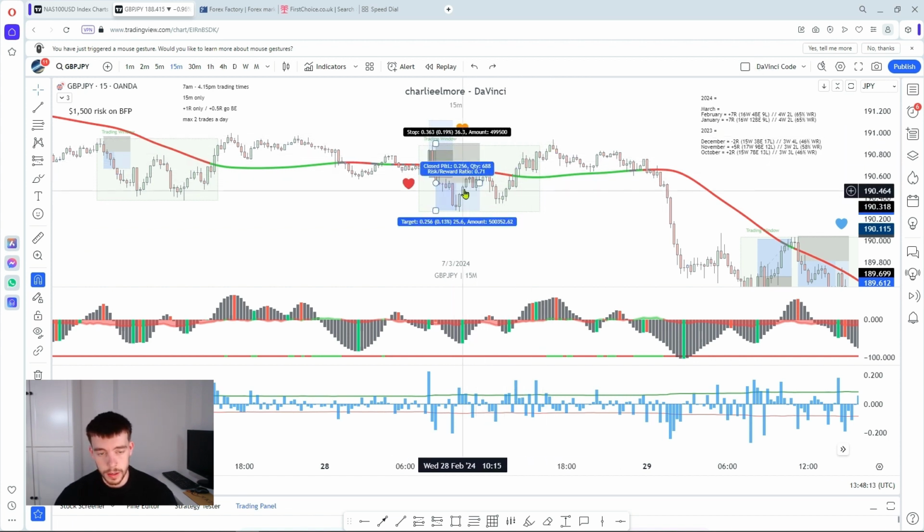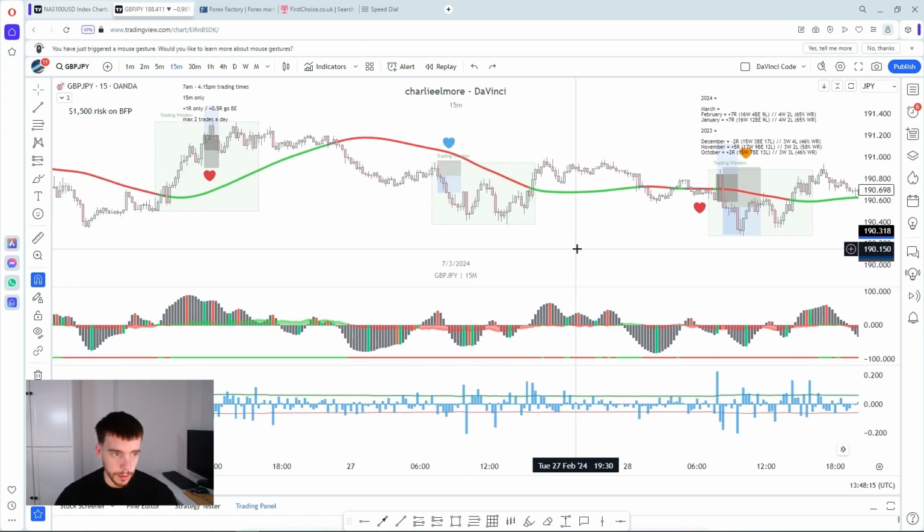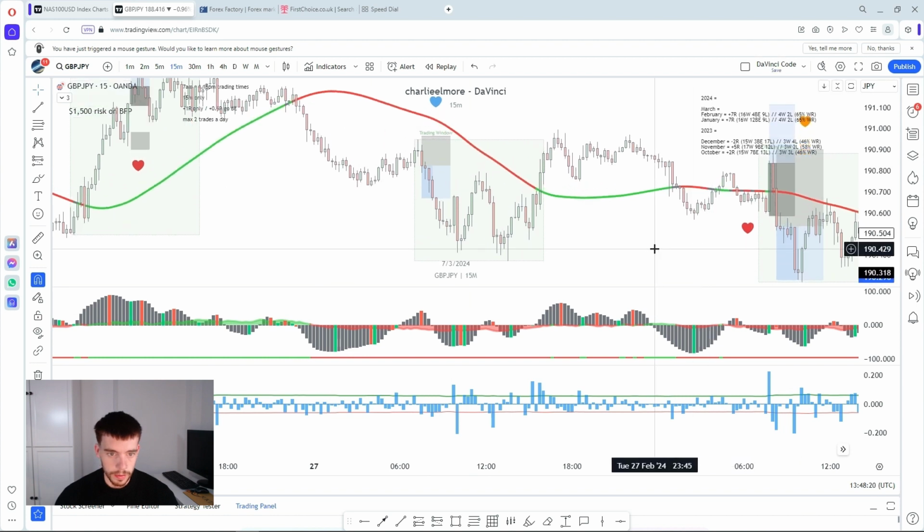So you can see, it does pay to do that. Previous day, another win. Very nice. That was the only win or trade of the day.